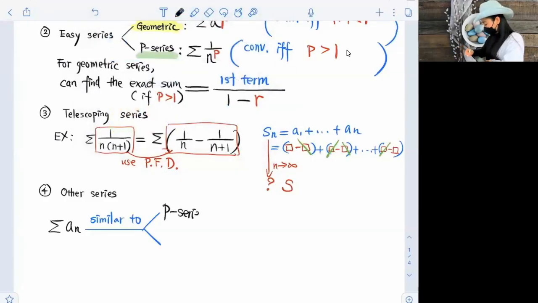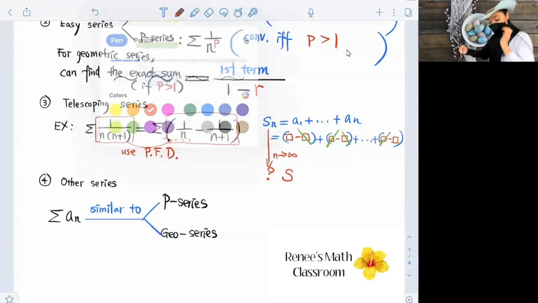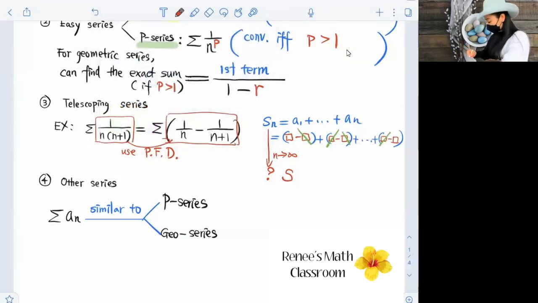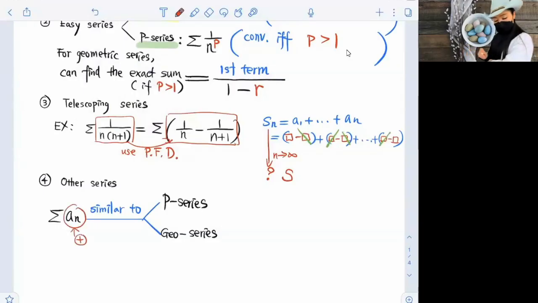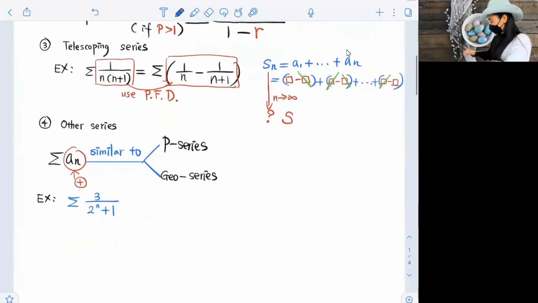if it's similar to the geometric series or P series, and also you have to have positive terms. It has positive terms over here. Then what kind of tests? Let me give you an example. For example, I have this series, like this series over here.